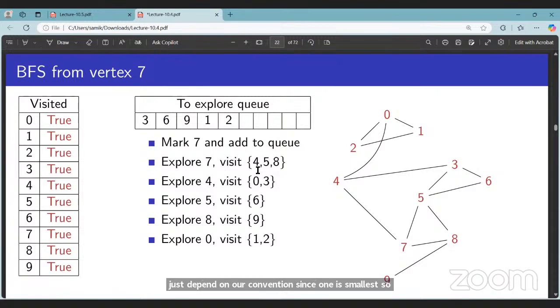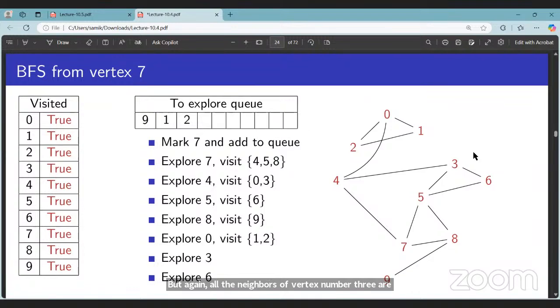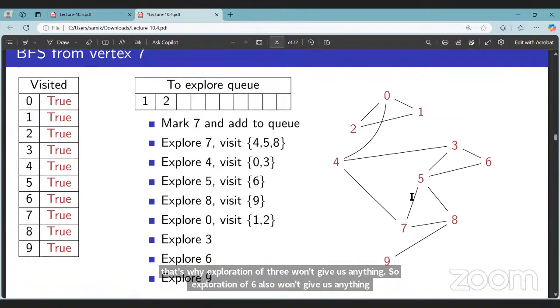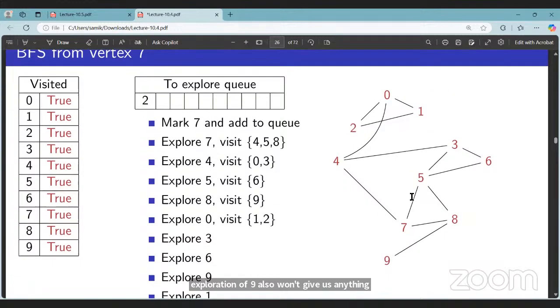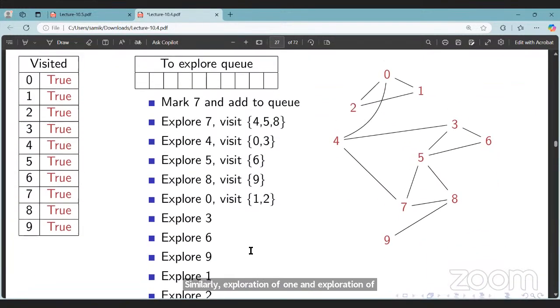Now the next step says explore the vertex number 3. But again, all the neighbors of vertex number 3 are already visited. It won't give us any new information. So exploration of 3 won't give us anything. Exploration of 6 also won't give us anything. Exploration of 9 also won't give us anything. Similarly, exploration of 1 and exploration of 2, all those things won't give us any new information. So now, since our queue is empty, we can stop our BFS scan. Okay, so this is the basic BFS method. Is that fine?